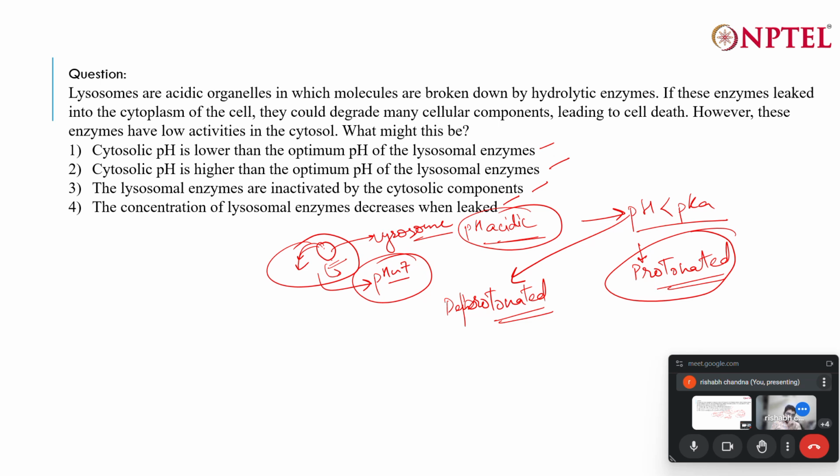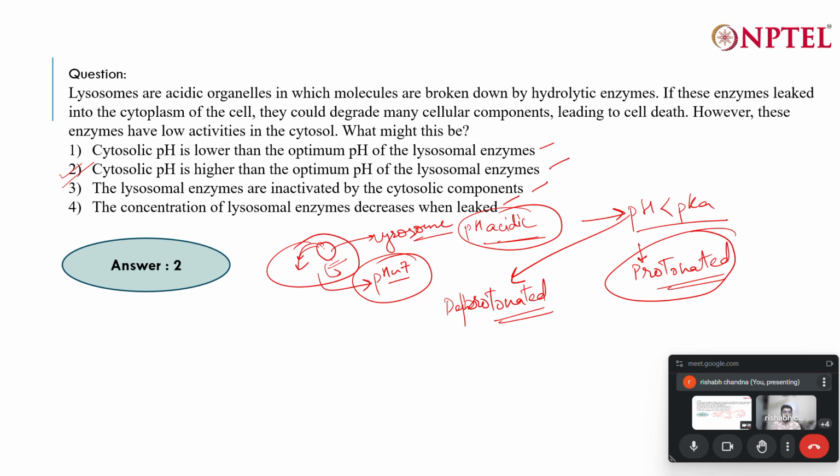So in that case, the correct answer would be option number 2, because the cytosolic pH is higher than the optimum pH for those enzymes to work. So these are inactivated in the cytosol. Okay, yes.